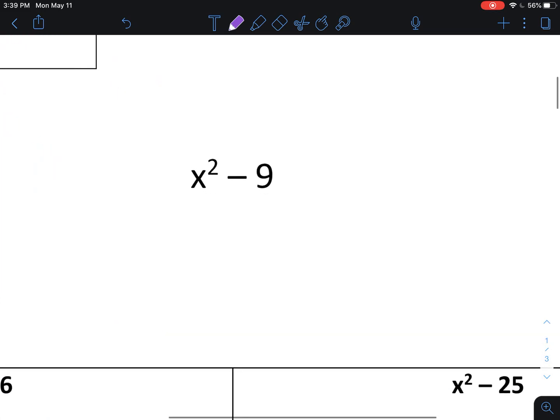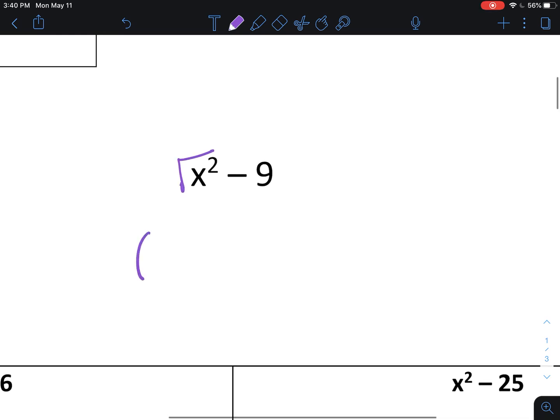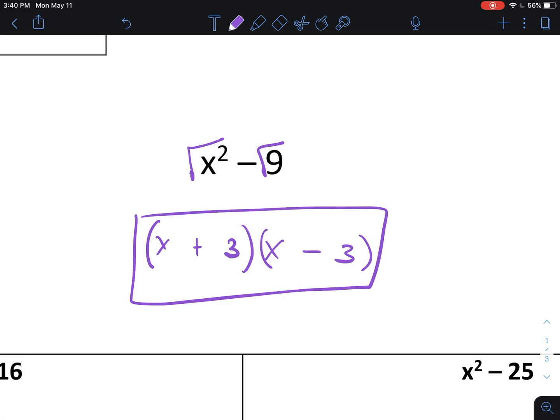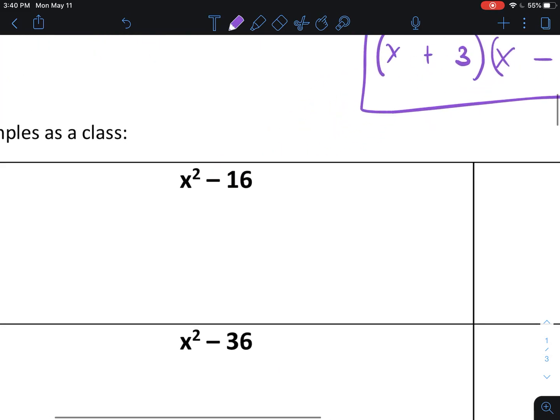So how to do this type of question? All you do is you literally take the square root of x squared. That gives you the first term, so x and x. And then you take the square root of 9. That gives you 3 and 3. And then you always put plus or minus. And then you're done.